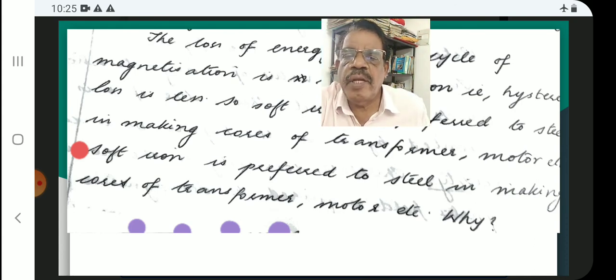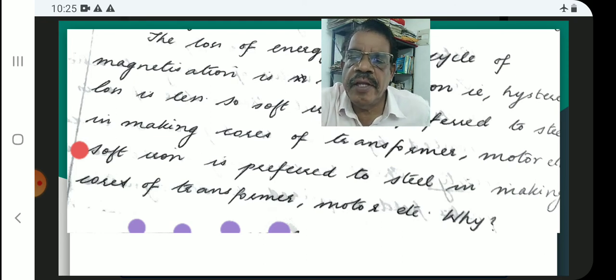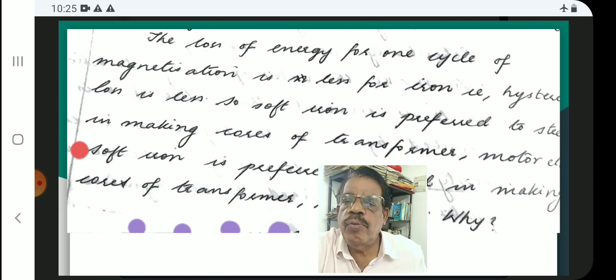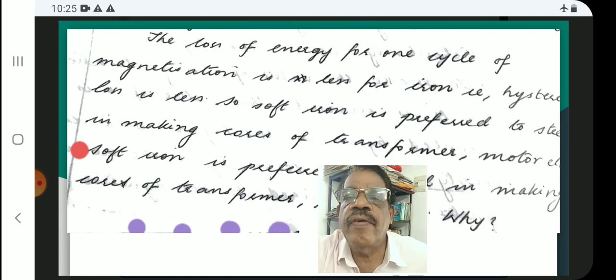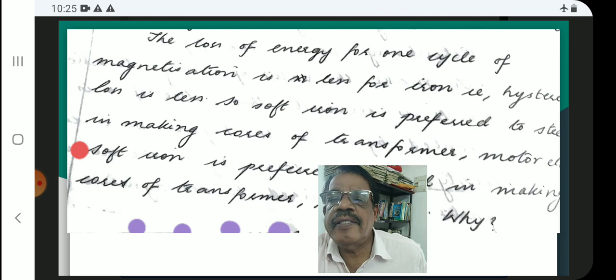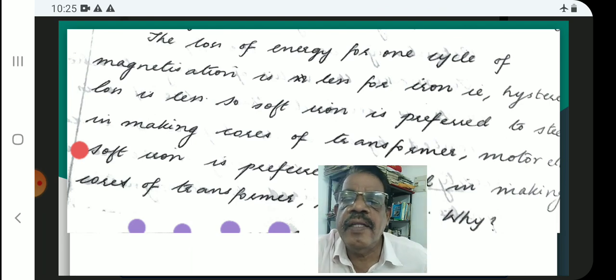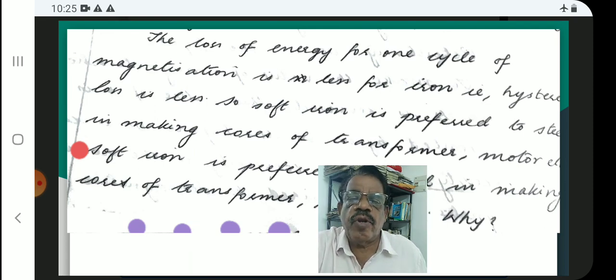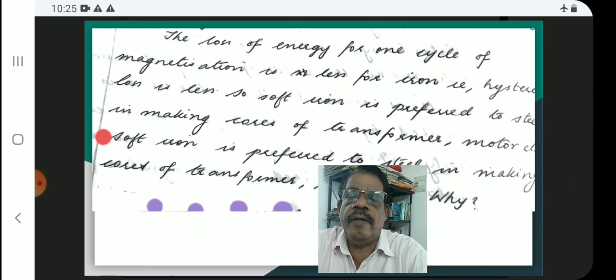So the question is: soft iron is preferred to steel in making the core of transformers, motors, etc. Why? Why is soft iron used to make the core of a transformer or motor, preferred over steel? The answer is the sentence above: the loss of energy for one cycle of magnetization is less for iron, that is, hysteresis loss is less, so soft iron is preferred to steel in making the core of transformers, motors, etc.